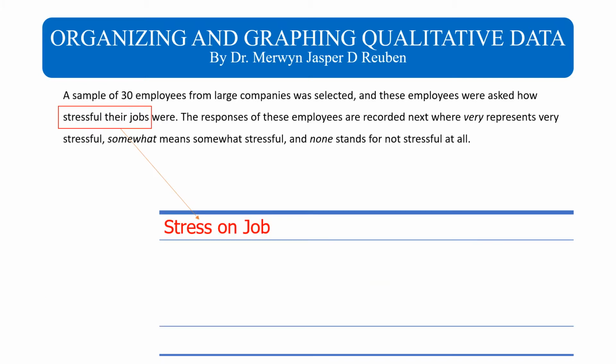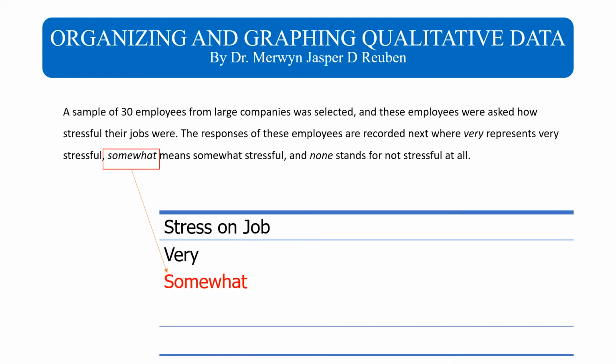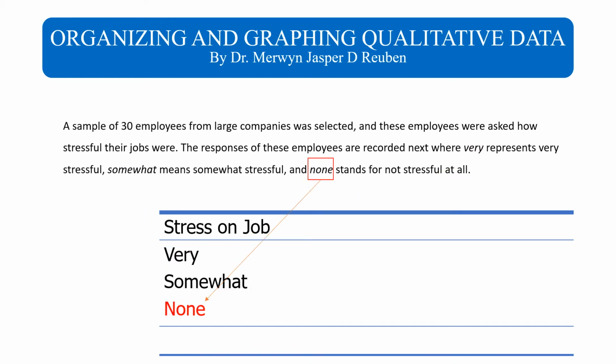From the question, we have to identify the variable. The variable is the quantity that is being measured. Here we are measuring the stress on job. So that becomes the variable and it is put on the left heading of the table. The first thing that we have to do is identify the various categories under the variable. Here, for stress on job, the first category is very. The second category is somewhat. The third category is none.